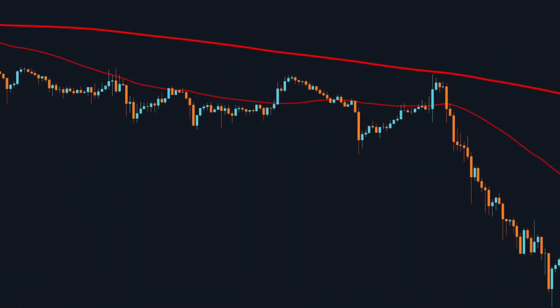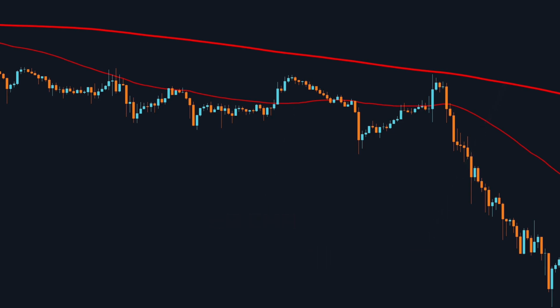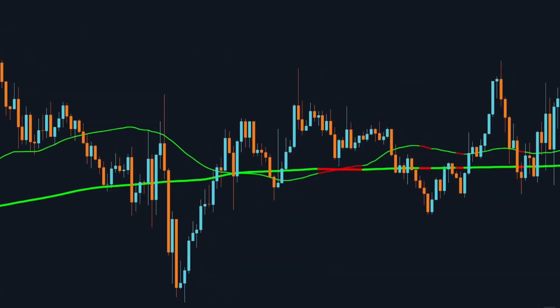On the flip side, if the moving average 50 is below the moving average 300 and the price is below both, that's a bearish trend, meaning the market is heading downward. If the price is stuck between the two lines, it's best to stay on the sidelines. We call this the no trade zone, because the market isn't giving clear direction. By combining these two indicators, you can create a solid trading strategy.